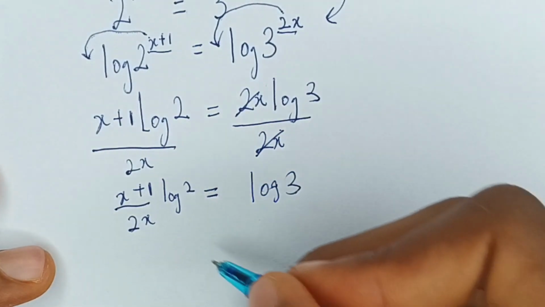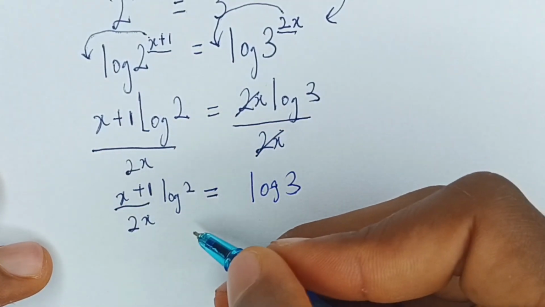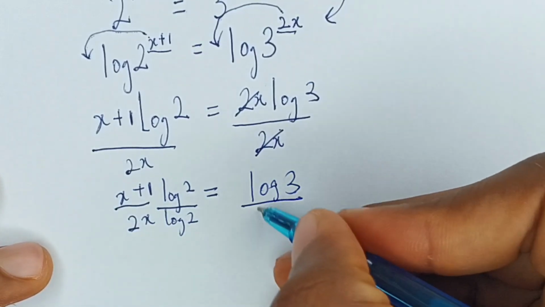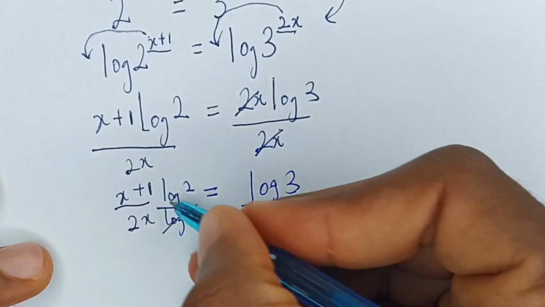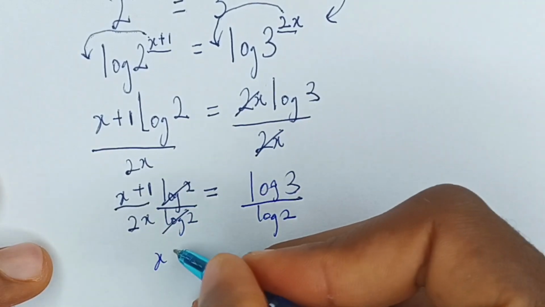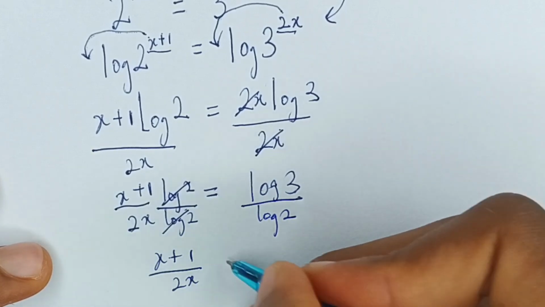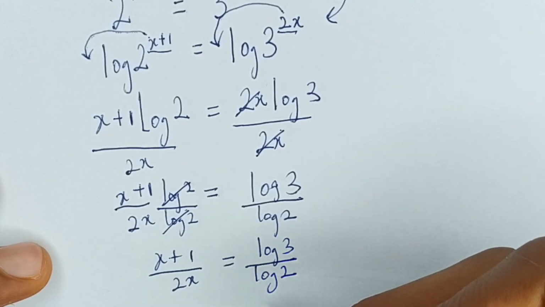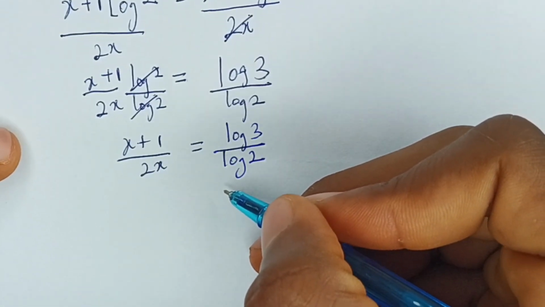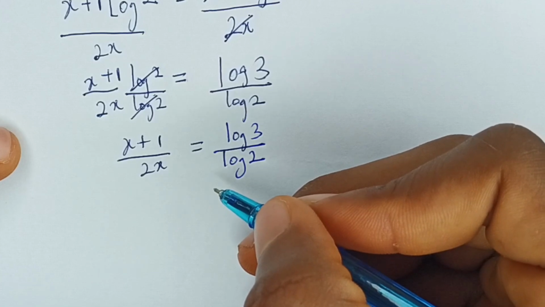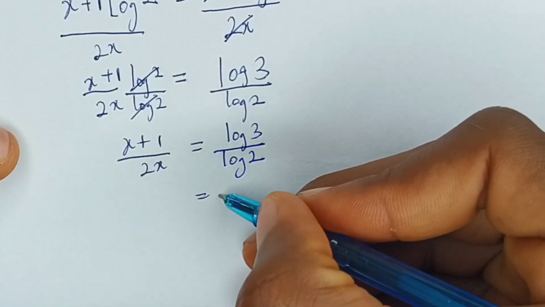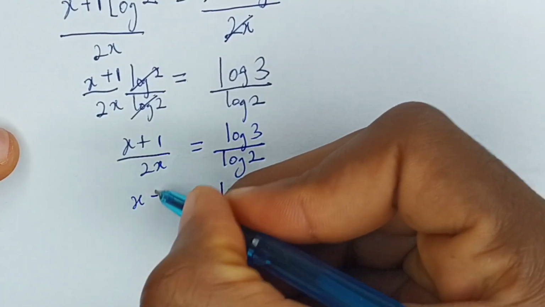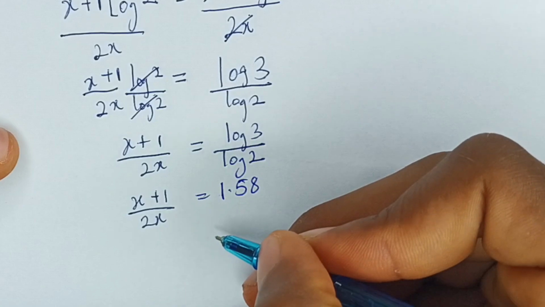Okay. Now, let me just divide both sides by log of 2. So I'm going to divide here by log of 2 and divide this side by log of 2. So log of 2 will take log of 2, so that what I'm left with is x plus 1 over 2x to be equal to log of 3 over log of 2. Alright. Now, log of 3 over log of 2 is equal to 1.58 approximately. And this is x plus 1 over 2x.